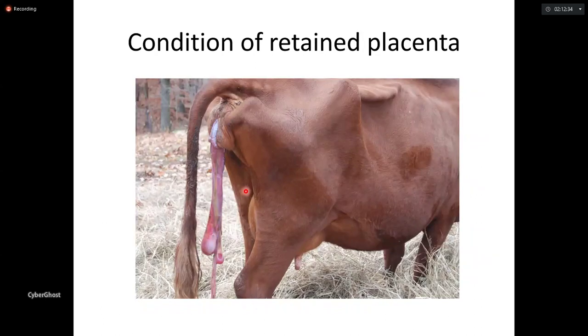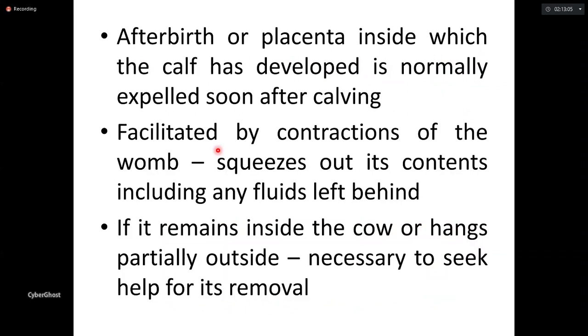When we discuss some diseases of these animals, one condition is called retained placenta. You might see the placenta or associated tissues not being expelled completely once the birth or calving process is completed. That is called a retained placenta. In general, as soon as the calf is born, the placenta is normally expelled within the next few hours or the next 5 days.